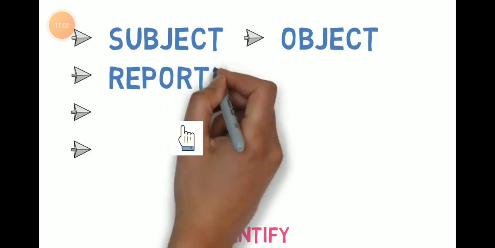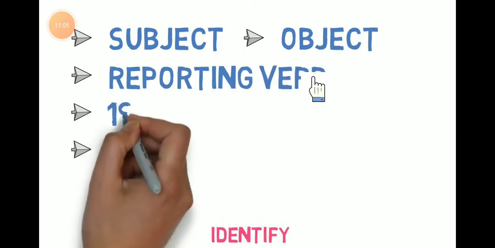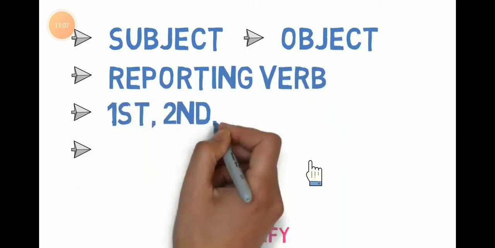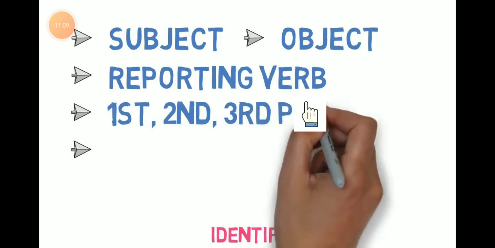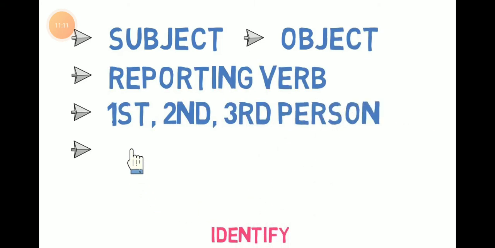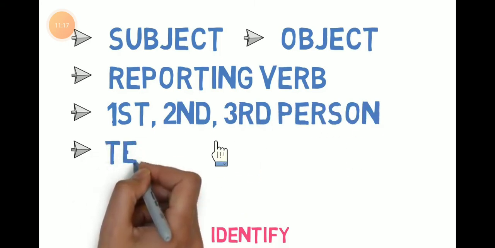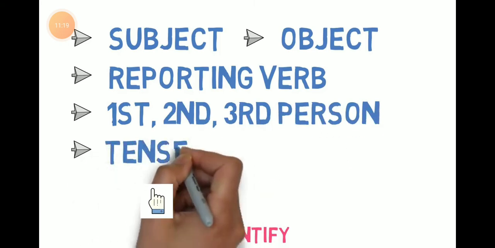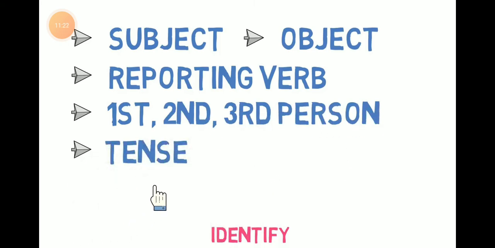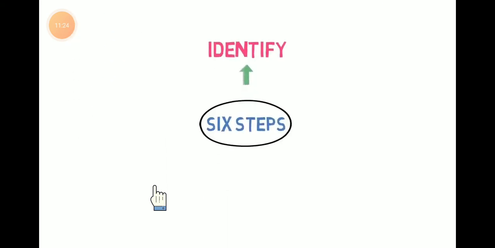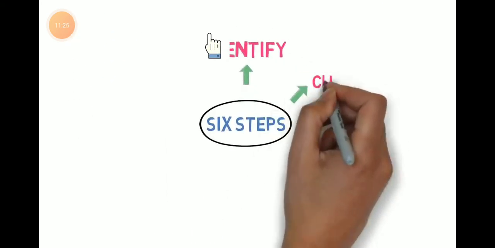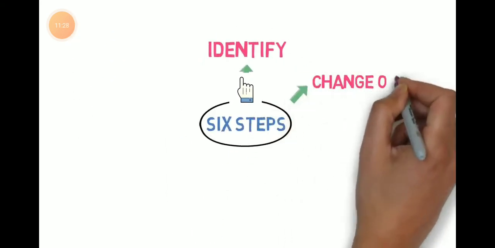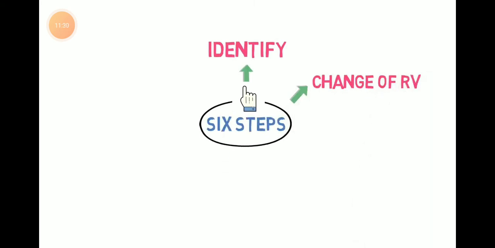So identifying first, what is the subject in the sentence, what is the object in the sentence, and which is the reporting verb, okay, and which person is used in the sentence, like first, second, third person. So which person is used among these persons in the sentence. Then last we have to look over which tense is used in the direct speech. So all these things should be identified perfectly. So it is the first part of the rule.